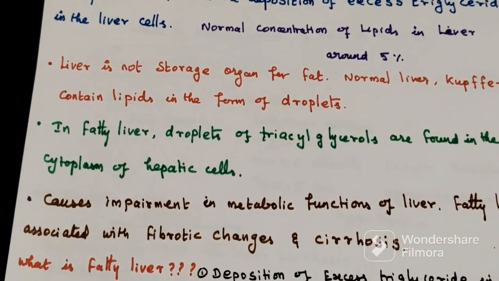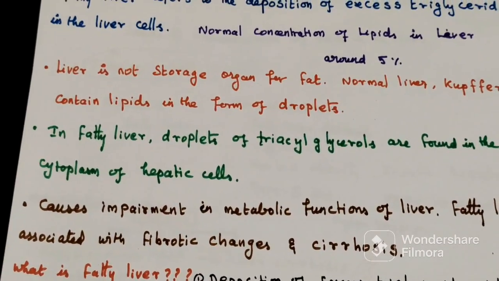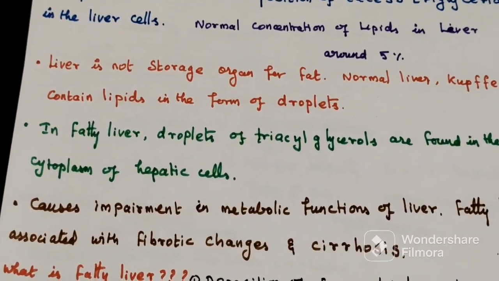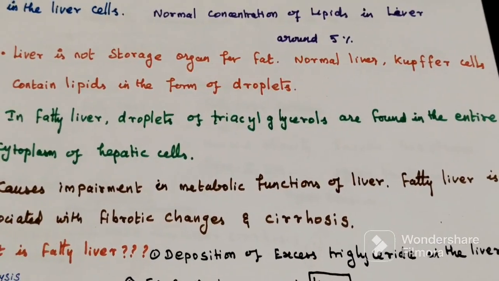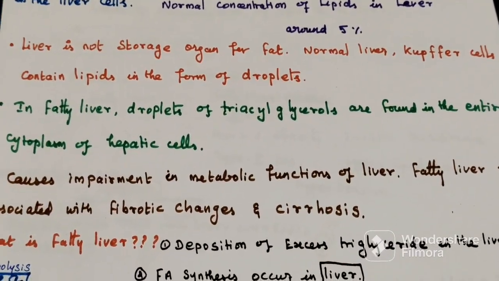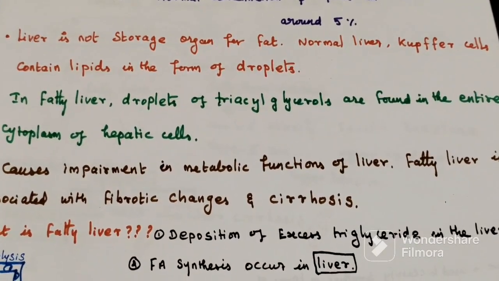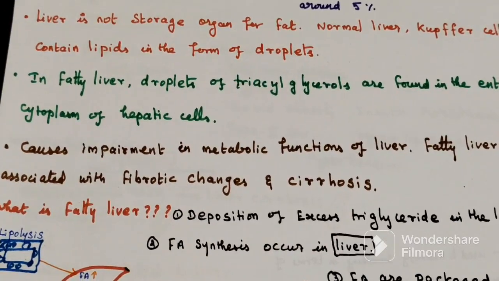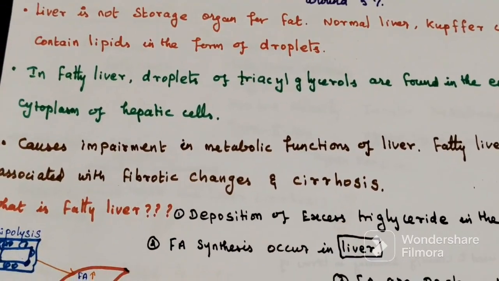Accumulation of fat in hepatocytes is called fatty liver. It is associated with inflammatory changes, which lead to liver fibrosis, and finally to a chronic condition called cirrhosis. So inflammation leads to liver fibrosis, and the final condition is called liver cirrhosis.